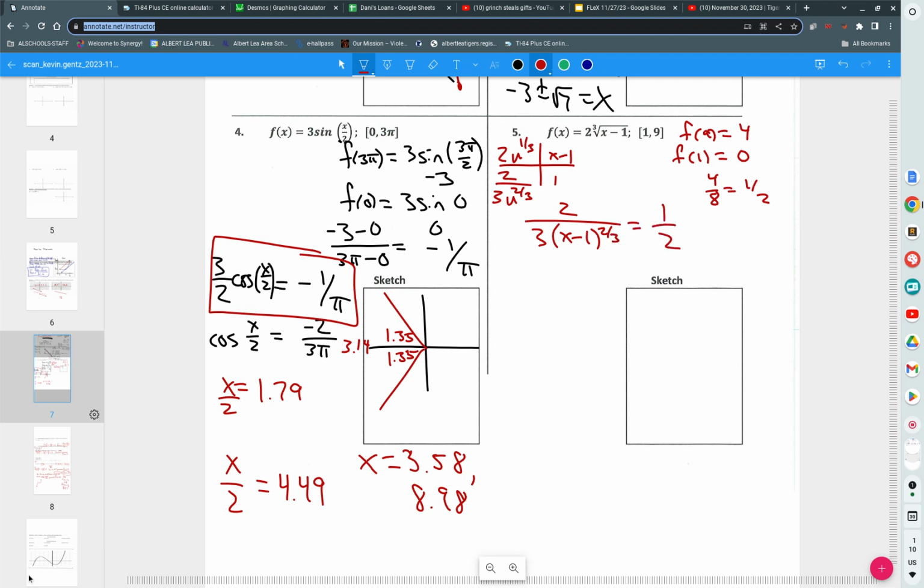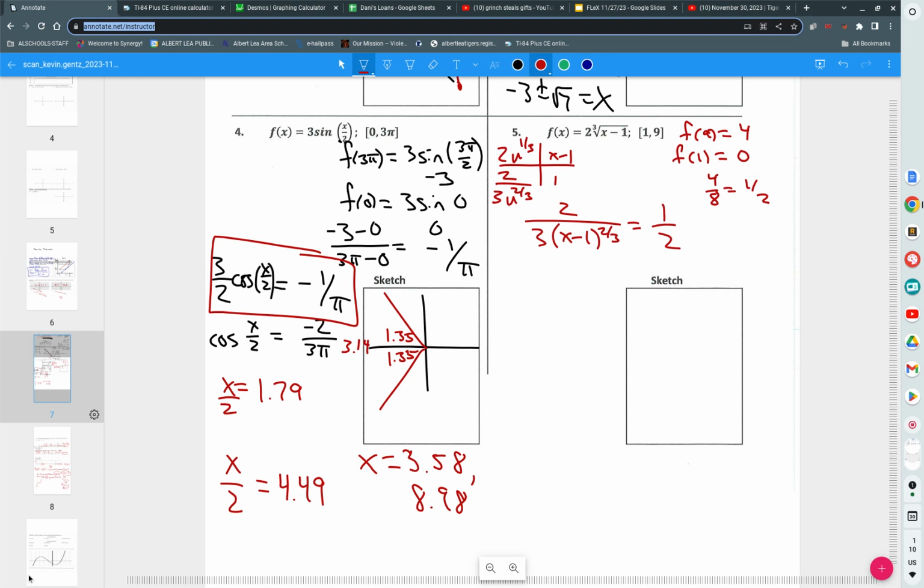Okay, I have 1/2 for the right side. Did everybody come up with 1/2? And then on the left side, I have my derivative. I had 2/3, so 2/3 x minus 1 to the 2/3 power. I use the chain rule. We all good there? Any questions on how I came up with those values?